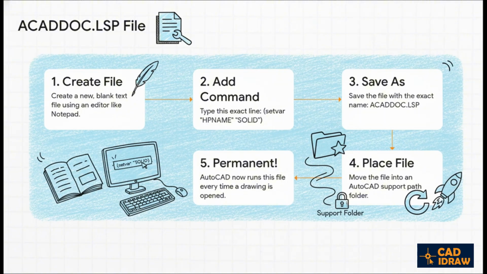Now I know, that sounds really technical, but trust me, it's so easy to do. By creating this one little file with one simple line of text and just dropping it in the right folder, you can make those settings permanent. From now on, every time you open any drawing, AutoCAD will run this file and set your default hatch to solid automatically. This right here is the ultimate power user move.